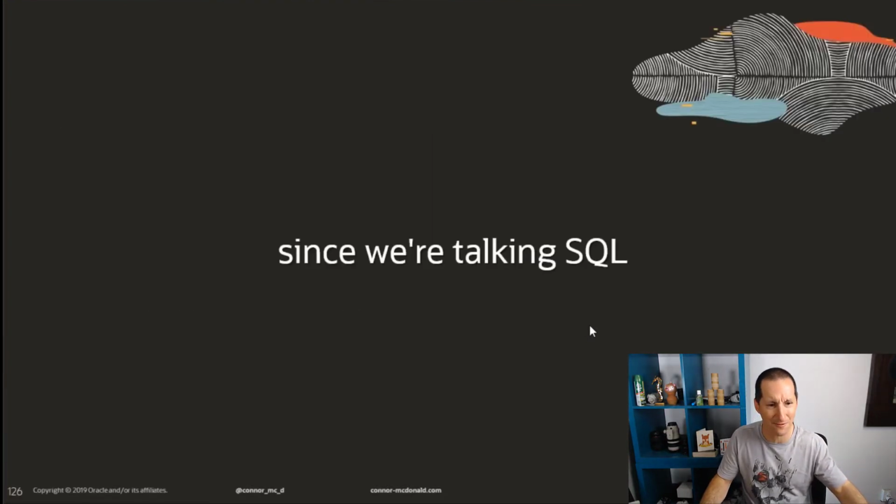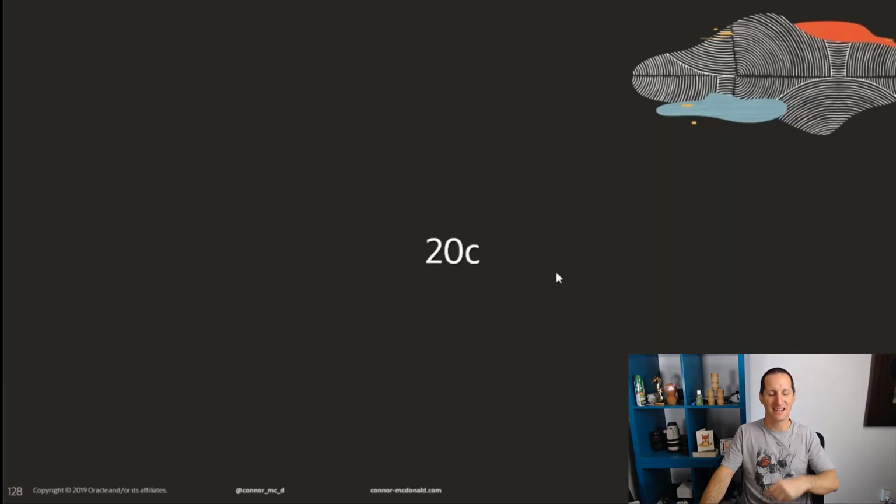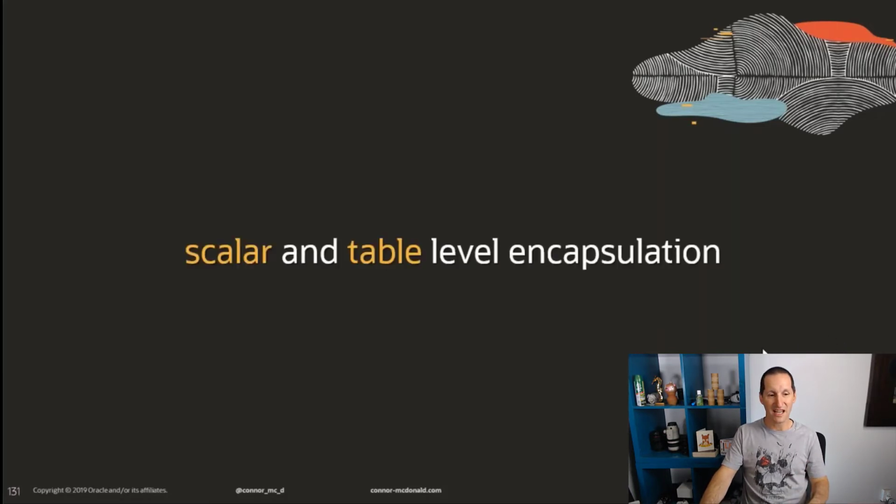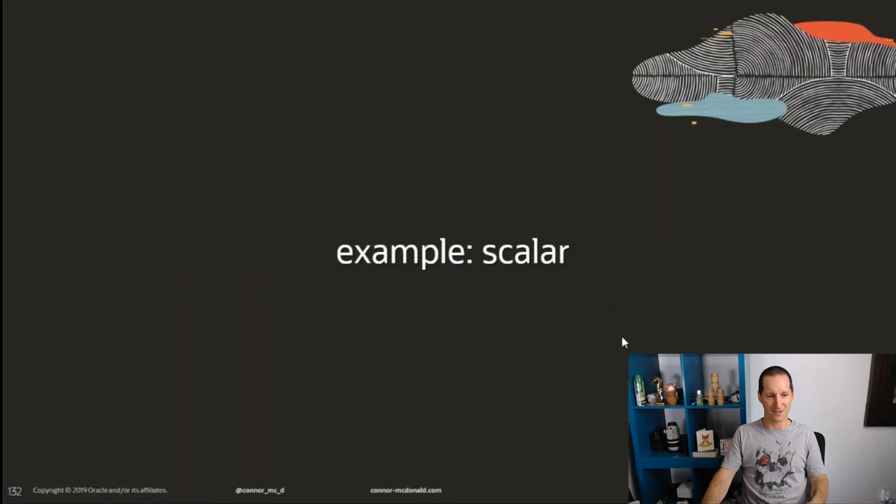Since we're talking SQL, let's move on to number 6. In 20c, this is going to blow your mind, a thing called SQL macros. It's a method of encapsulating SQL logic in the database inside the query engine, and we can do it at what we call scalar and table levels. Now, rather than talk about the theory of this, I think it's best to show you some examples. And probably the best way of thinking about it, if you've ever used SQL*Plus, is the concept of substitution variables, the variables that have an ampersand in front of them. Think along those lines throughout these examples.